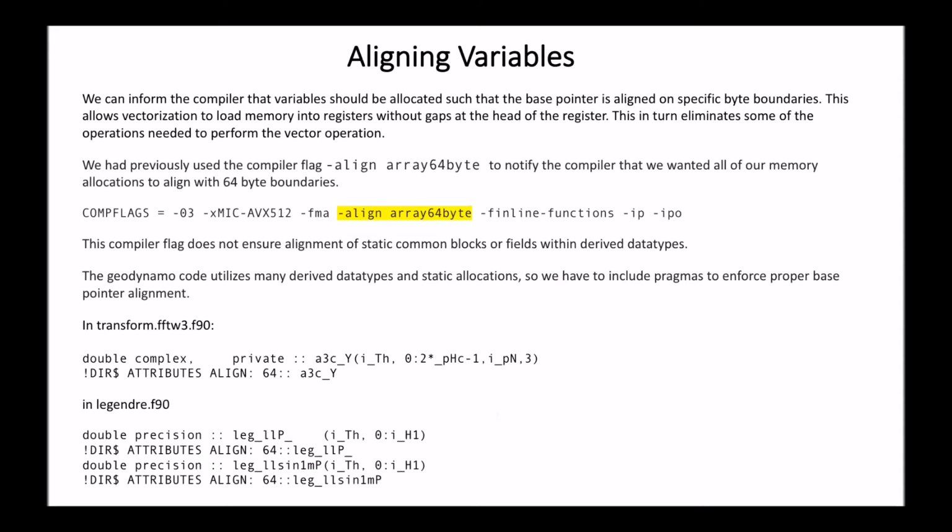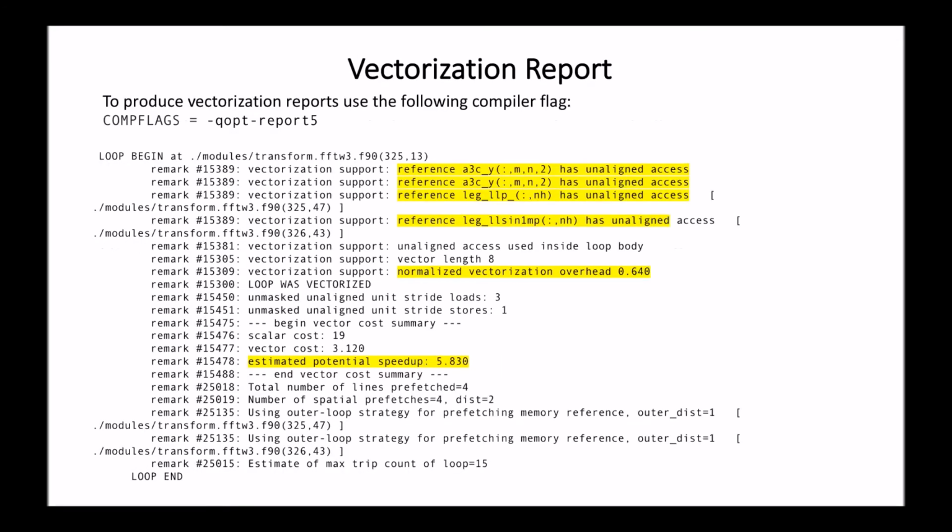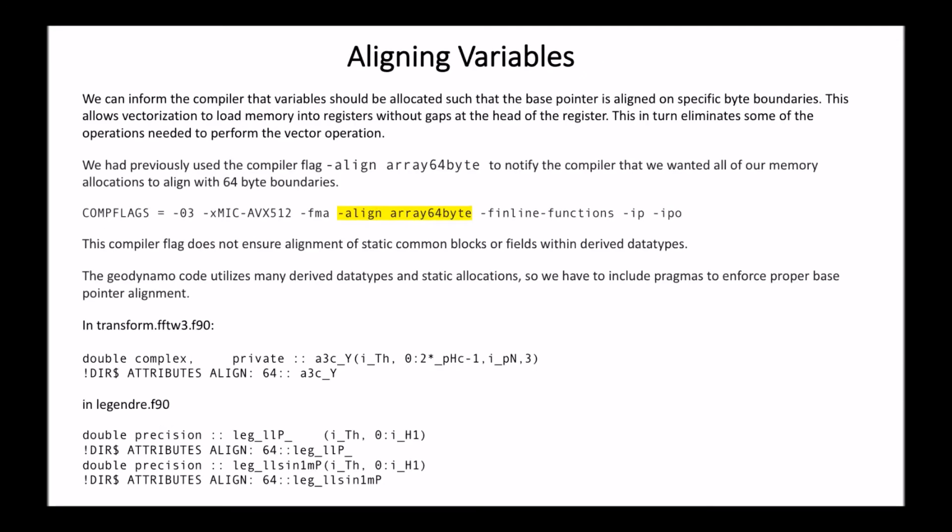Okay, sounds good. So what we can do here is, from the vectorization report, we see we have unaligned access. So let's align those variables. Initially, this should be an easy thing to do by adding the flag align array 64 byte, which is intended to align the memory automatically. However, this compiler flag only works for dynamically allocated memory.